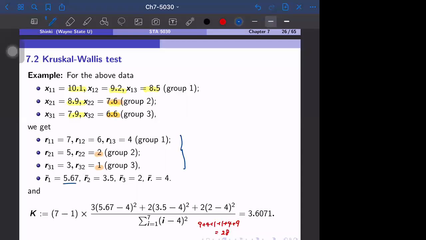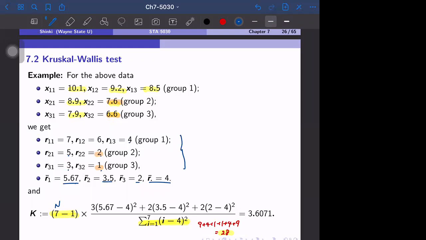Then we can calculate the average ranks. For the first group, 7, 6, 4, 17 in total, divided by 3, so the average is 5.67. For the second group, 5 and 2, the average is 3.5. For the third group, 3 and 1, the average is 2. The overall average is always 4 because we have 7 observations. And for the statistic K, this part and this part are constants. The sum of (i minus 4) squared, for i equal to 1 to 7, is always 28, times 7 minus 1, the sample size minus 1. That's constant anyway, and the main part is the numerator.